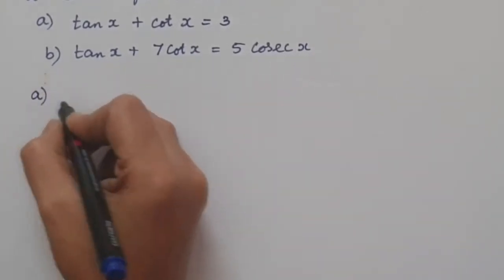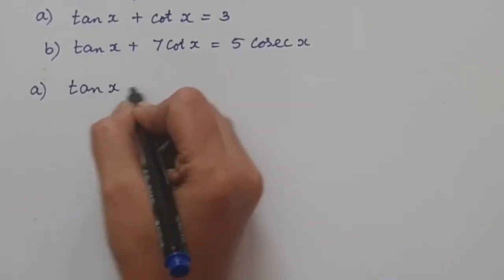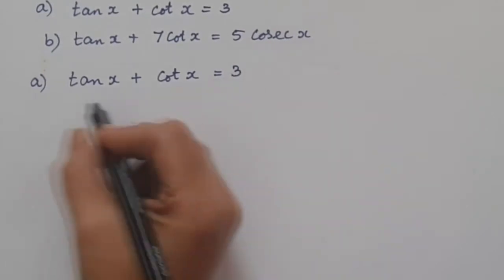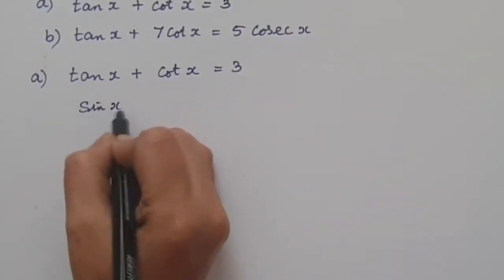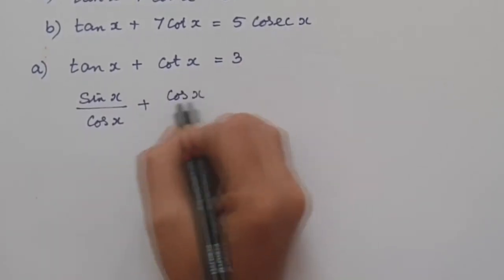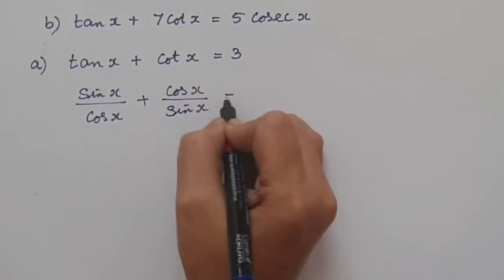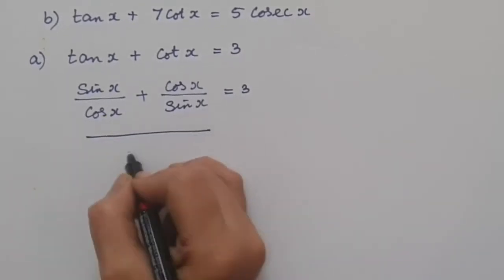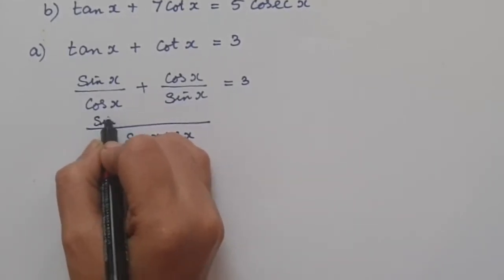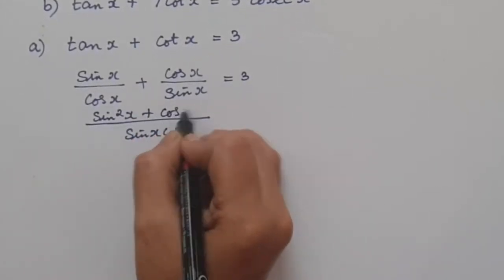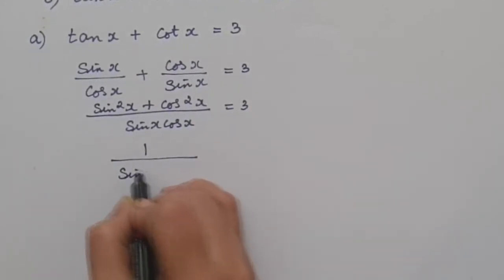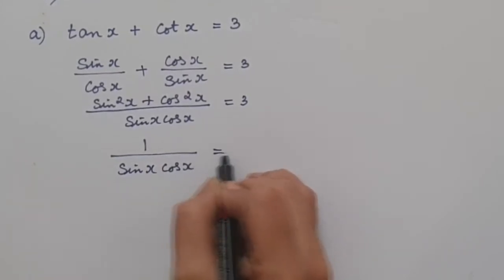Now first let us solve the first part. Tan x plus cot x equal to 3. So tan x can be written as sin x over cos x, and cot x can be written as cos x over sin x, and that will be equal to 3. Now let us take the LCM, sin x cos x. So this comes as sin squared x plus cos squared x over sin x cos x equal to 3. That is 1 over sin x cos x will be equal to 3.